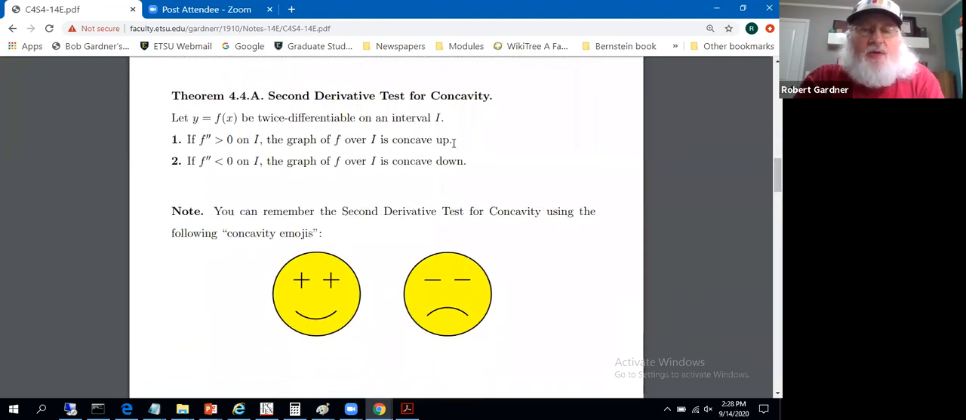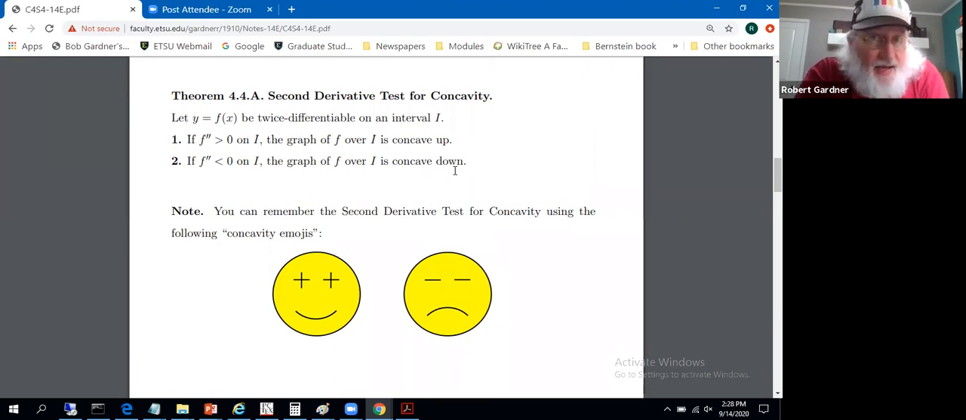And there's your little emojis to remember what this theorem says. Let y equal f of x be twice differentiable on an interval I. If the second derivative is positive on that interval, the graph of the function is concave up. If the second derivative is negative on that interval, then the graph is concave down.